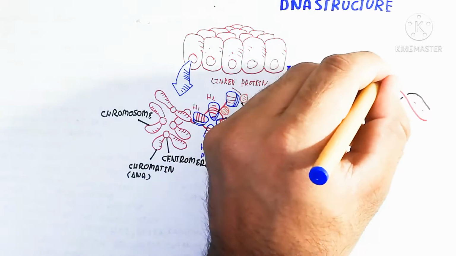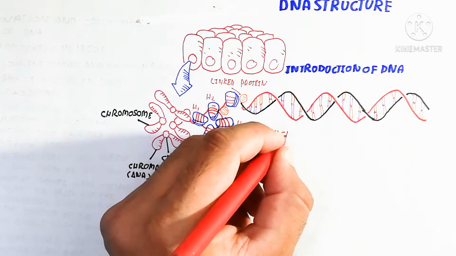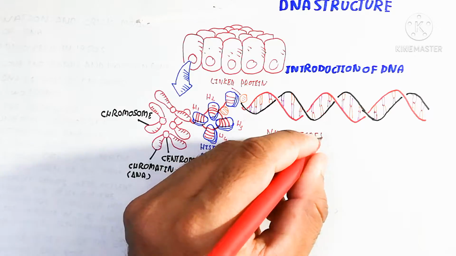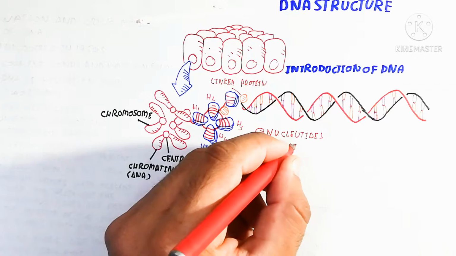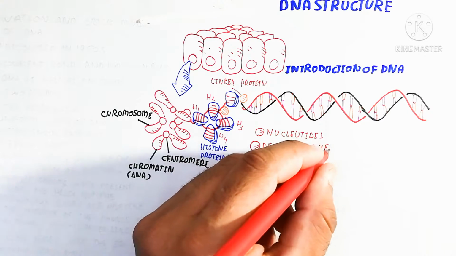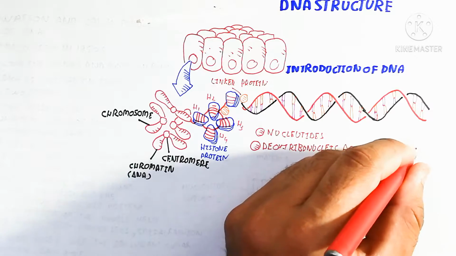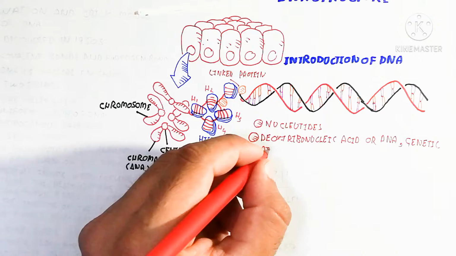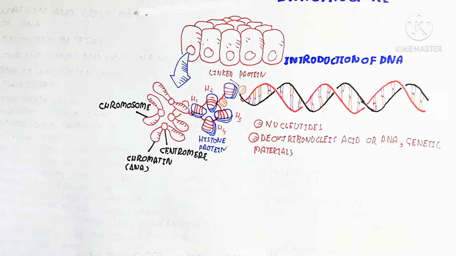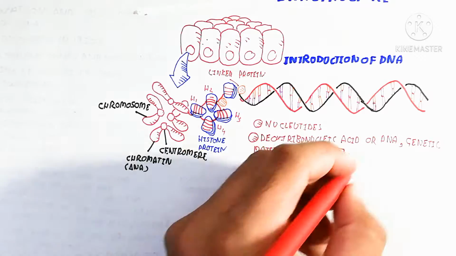So here is the DNA. DNA contains two strands. DNA is basically deoxyribonucleic acid. So this is known as the DNA. DNA is a double strand, which is a helical structure, and is made up of nitrogenous base and phosphate group as well as sugar. So the deoxyribonucleic acid, or DNA, is the genetic material.